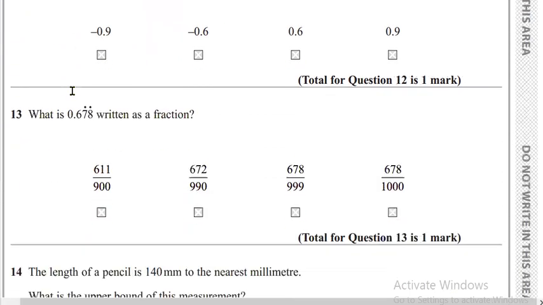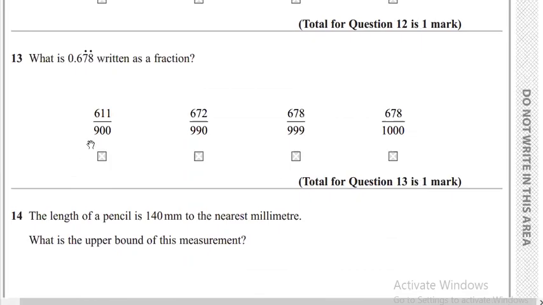Okay, question 13. What is this written as a fraction? Now, if you have this in section B, we already have the video of questions like these in section B, you can follow them. But here, if it's in section A, you can just come to the options that you have, put them in the calculator, and check if they give you the same number. Now, let me show you how this number looks on the calculator.